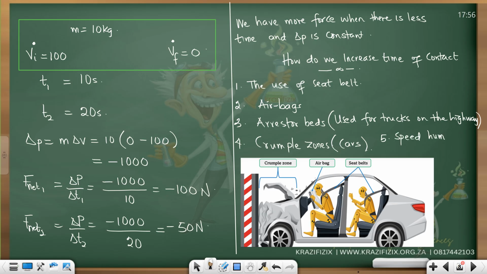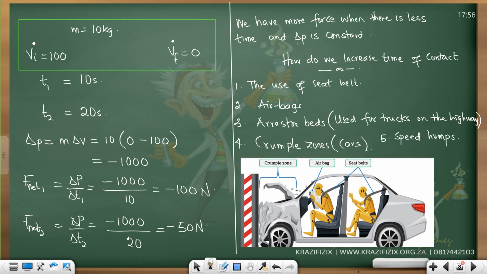Speed humps. Have you ever been in a car where the driver did not see the speed humps? What happens? Your head is almost hitting the roof. Do you know why? Because the driver is running over, so there's less time. We all feel it. Boom!